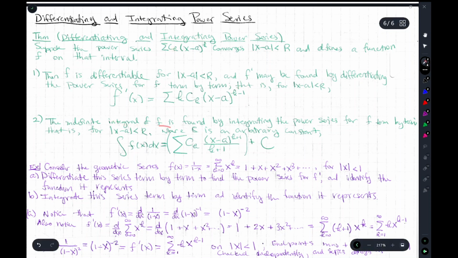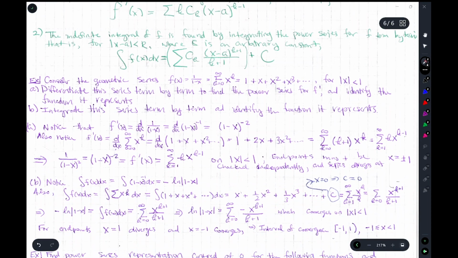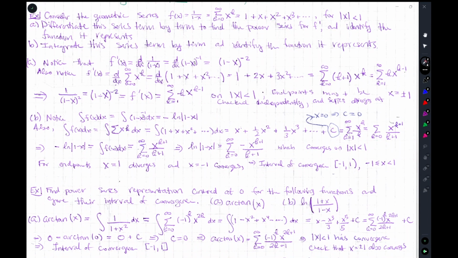The indefinite integral of f is found by integrating the power series for f term by term, where c is an arbitrary constant. So we typically add that arbitrary constant, but we could integrate the left-hand side and the right-hand side. And when we integrate, we get that k plus 1 raised to the power k plus 1. Okay? Again, this assumes we're converging, not only converging, but converging to the function. So let's look at an example of how that's useful.